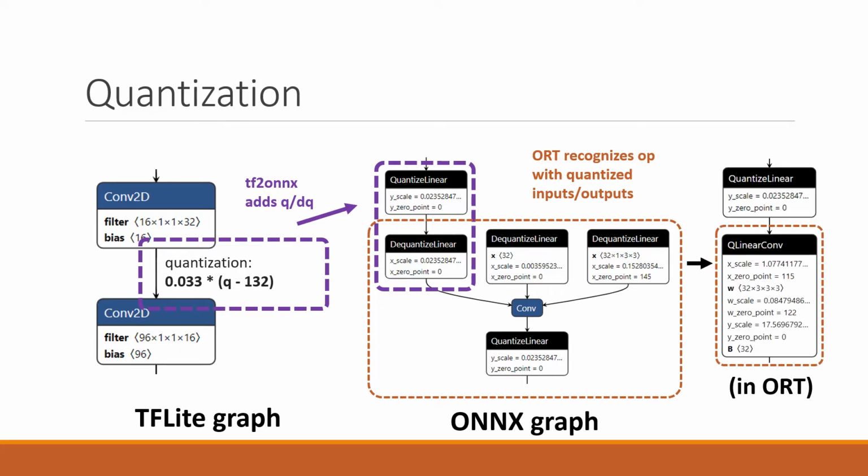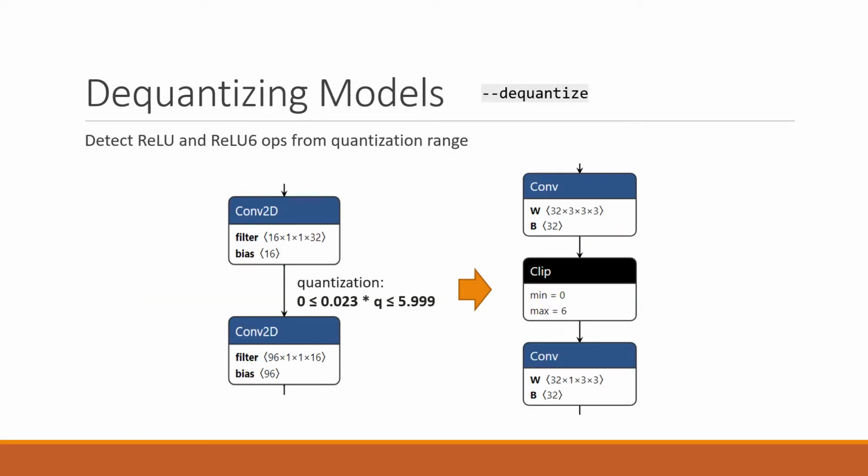The advantage of this, as opposed to writing the quantized op directly into the graph, is that other runtimes using the ONNX format can still understand and run the graph even if they don't have the quantized versions of every single op implemented. If you want to remove quantization from a TF-Lite model, you can use the --dequantize flag during conversion.